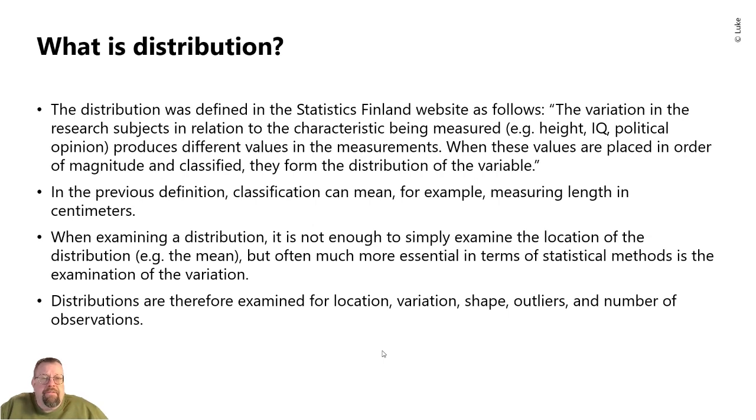And in this definition, classification can mean, for example, measuring the length in full centimeters. And when we are examining this kind of a distribution, it's not enough to simply examine the location of the distribution, for example, the mean. Often it's much more essential, or at least as essential in terms of statistical methods, to examine also the variation. So the distributions can be examined for location, variation, shape, outliers, and number of observations. There are quite many aspects of the distribution that we can actually examine and get some interesting findings out of those.